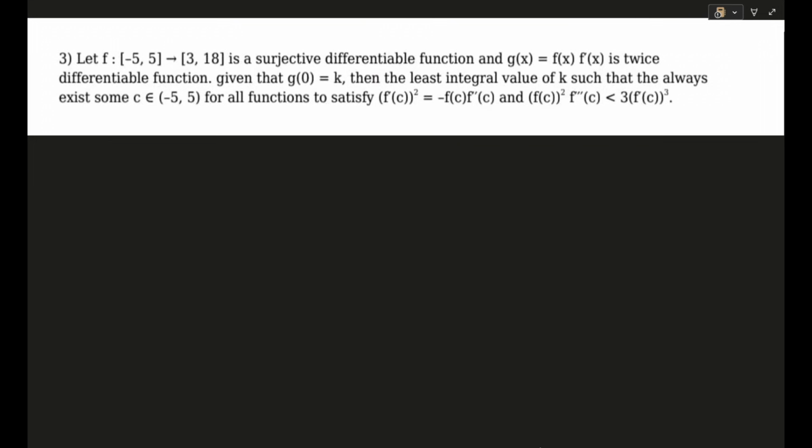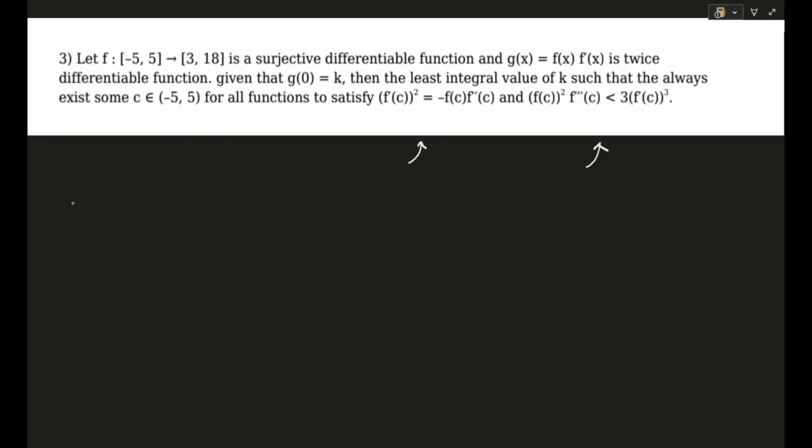Okay, so moving on to the next question, and this question is another really good question. Okay, so I am reading it out. Let f mapping from minus 5 comma 5 to 3 comma 18 be a surjective differentiable function, and g of x is equal to f of x into f dash x is a twice differentiable function, given that g of 0 is equal to k. Then we have to find out the least integral value of k, such that there is always some c existing in between minus 5 to 5 for all functions to satisfy these given two conditions. Okay, this is the first condition and this is the second condition. That's the question. So this is a very good question, guys.